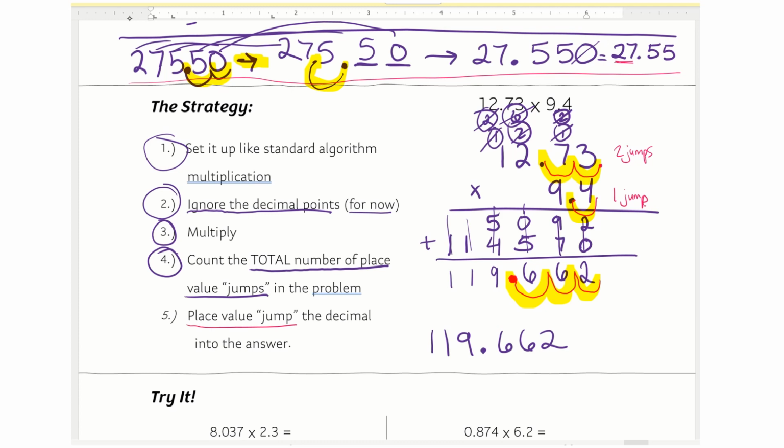And then I can think, does that seem reasonable? If I go back to my original problem, I had 12 and 73 hundredths. I can think that one is almost like 13. And here I have 9 and 4 tenths. And that's close to 9. 13 times 9. 9 times 3 is 27. 9, 10, 11. That gives me 117, and we got an answer of 119 and 662 thousandths. Those are really close to each other, so that helps me double check my decimal work.